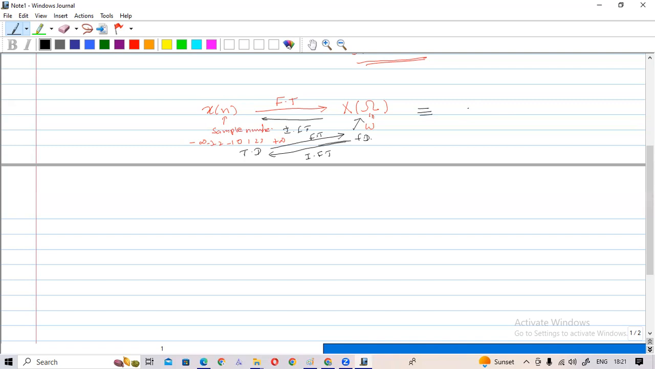In the same way, you can write X of omega equal to, instead of this integration, simply a sum from minus infinity to plus infinity, where your signal x[n] is multiplied by e to the power minus j omega n. So you can use omega instead of capital omega. This is the identity for the Fourier transform.